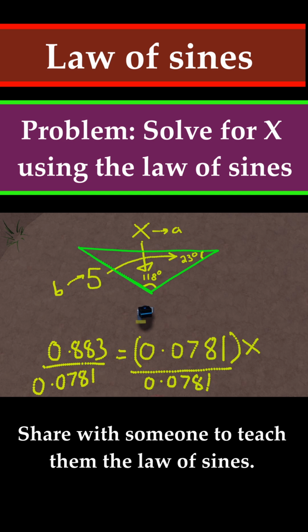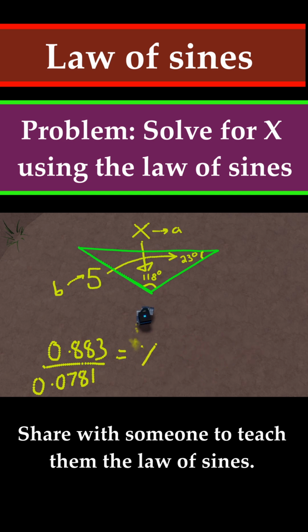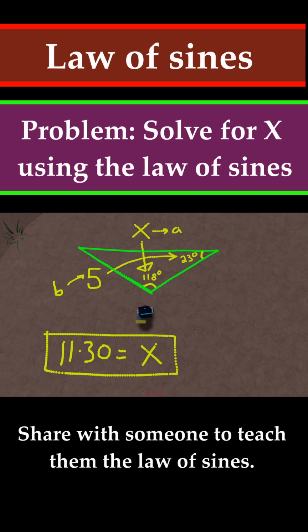So now just do that math on a calculator. If you do 0.883 divided by 0.0781, you should get that x is equal to 11.30. So this is x, and that is our answer. Let me fill that in up here. So this was just 11.3.